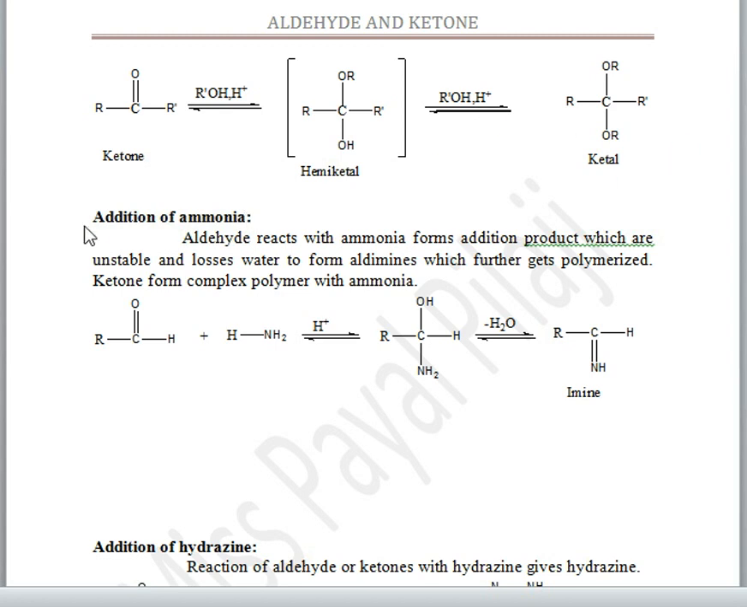Next reaction is the addition of ammonia. Aldehyde reacts with ammonia to form an addition product which is unstable and loses water to form aldimines, which further get polymerized. Ketones form a complex polymer with ammonia. So the aldehyde which reacts with ammonia forms an imine.